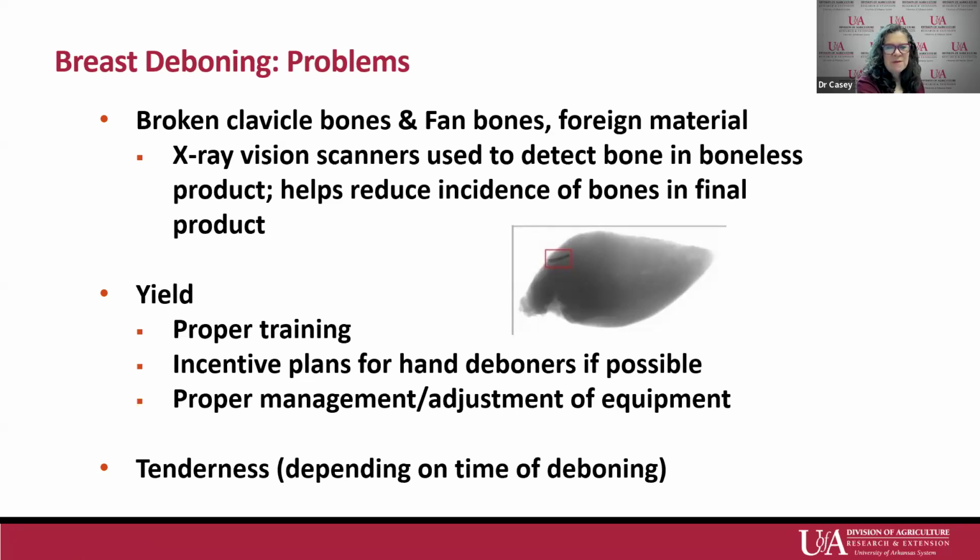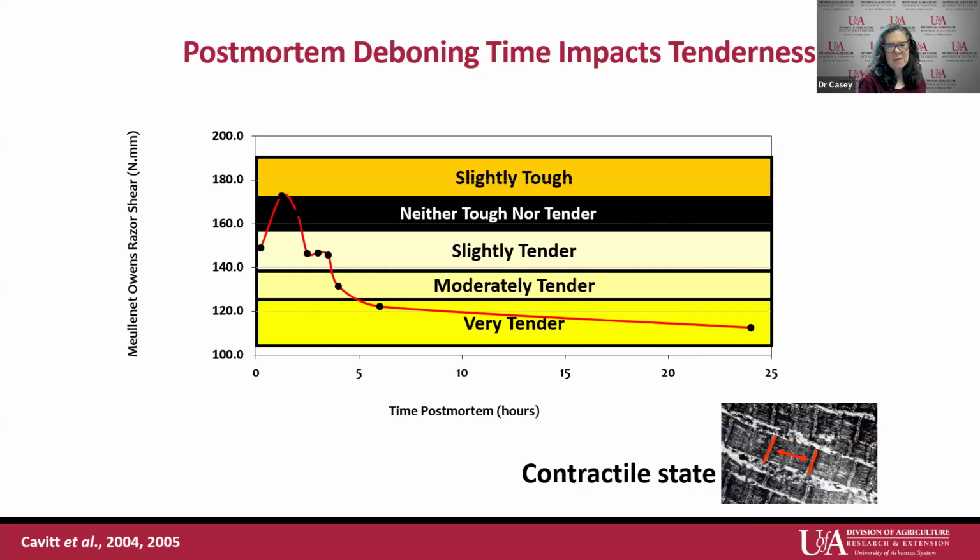So we will use X-ray vision scanners to help reduce that incidence or identify that so that somebody can trim that out. Yield is important. So if we're deboning product, we want to have the maximum amount of yield that we can get off the frame, get that meat off the frame. And so training is going to be important in that aspect. And then tenderness can be impacted.